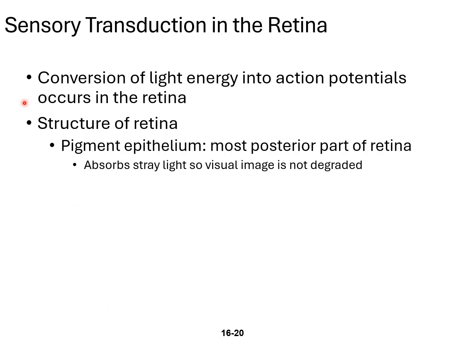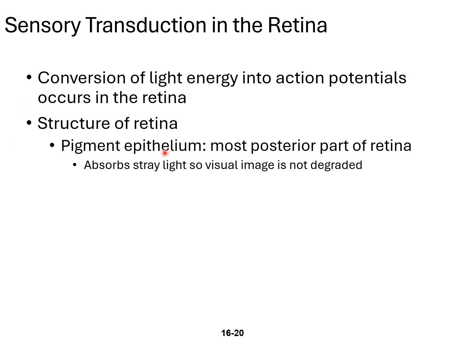So how do we get these signals? The conversion of light energy into action potentials all occurs in the retina. In the structure of the retina, the pigmented epithelium is the most posterior part. In some books it's described as right behind the retina. When I show you the picture, I'll show you why sometimes that's considered part of the choroid.